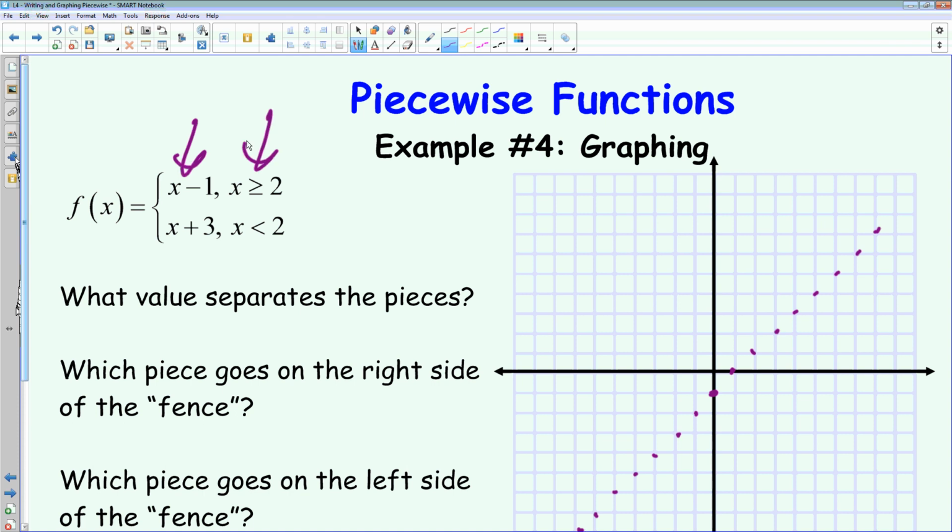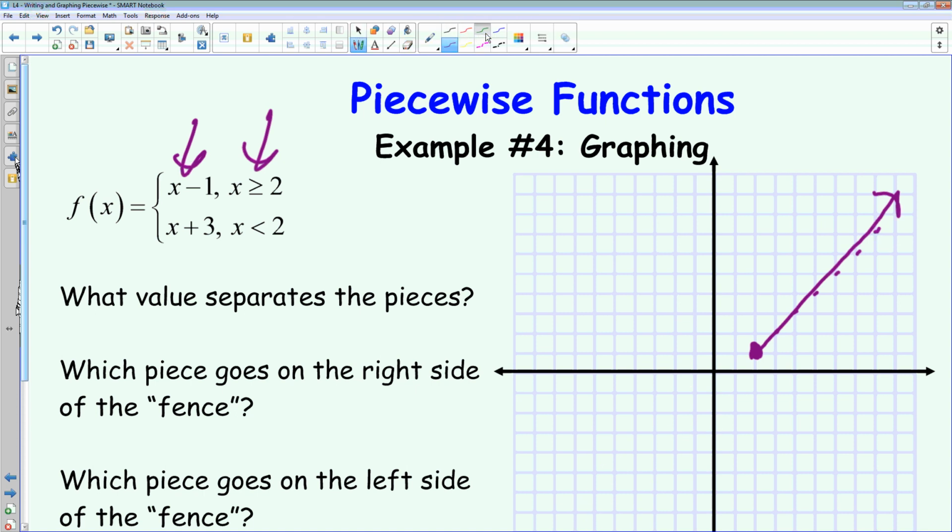Now, let's worry about this second part. So this says only when x is greater than or equal to 2. So right here, x is 2, so this is the point. We have a filled in circle since it's greater than or equal to. And because it's greater than or equal to, that's going to be going to the right. So I'm actually going to erase all of these extra purple dots.